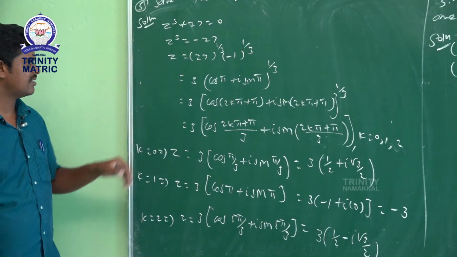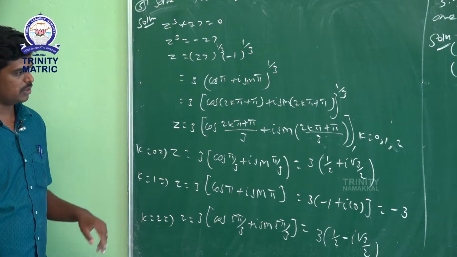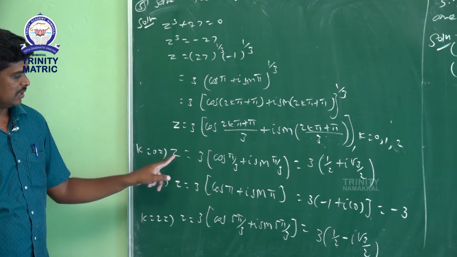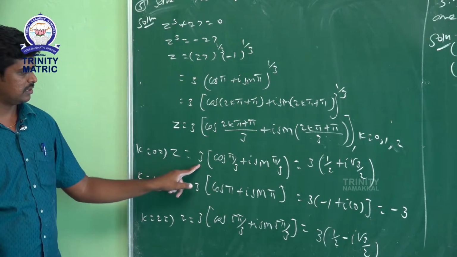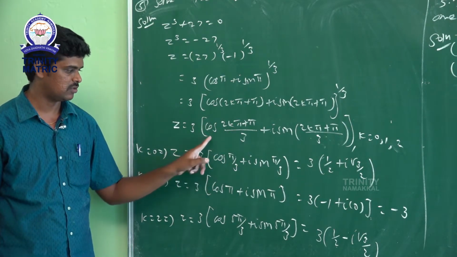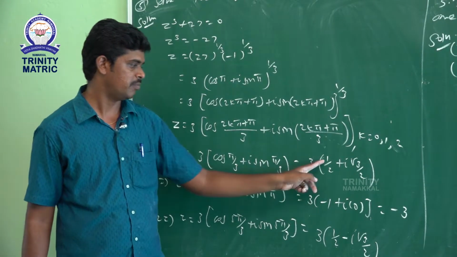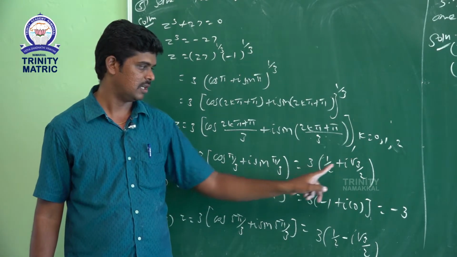So the final answer is z. You want the individual values of z. So put k equal to 0 first. What is z? Z equal to 3 into, applying k equal to 0, the whole term 0, so pi by 3. So cos pi by 3 plus i sin pi by 3. Cos pi by 3 is 1 by 2, plus i sin pi by 3 is root 3 by 2.